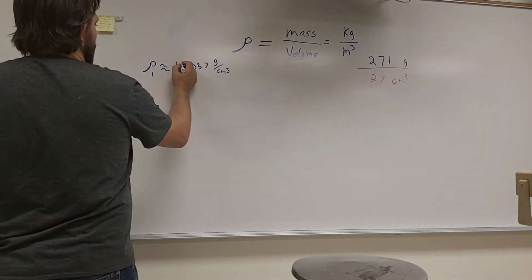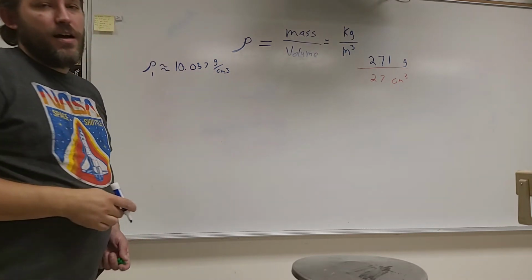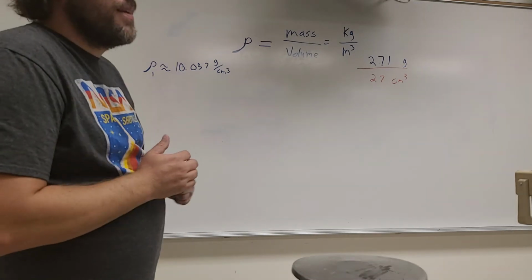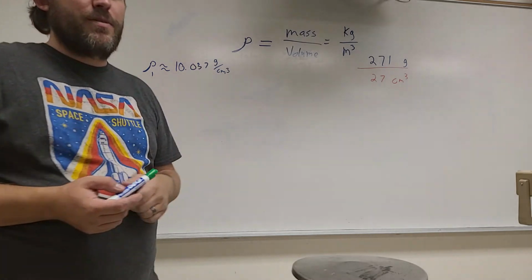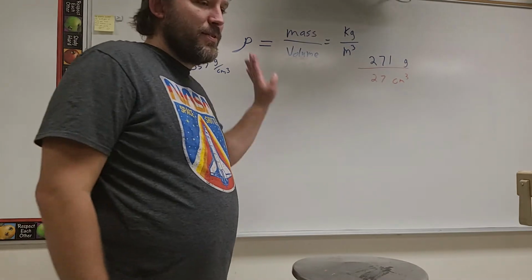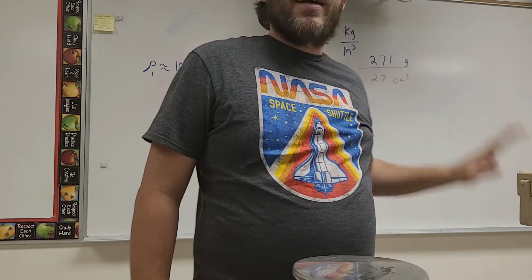Now keep in mind that this is the same as 10,037 if we're using the SI units, kilograms per meter cubed. But most of the charts online keep everything in grams per centimeter cubed. In physics, as you know, we like to keep things in kilograms, but I'm going to use grams for now just so it's easier to find in charts. Okay, so that's that method.